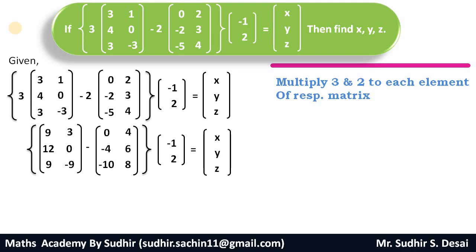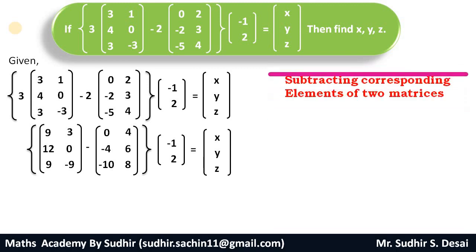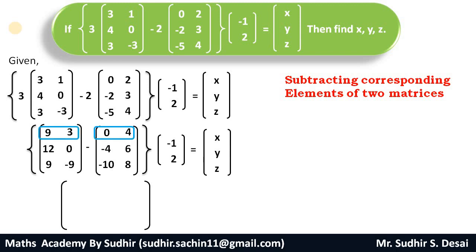Okay, and now in the next step we will simplify the curly bracket where the subtraction of two matrices is. We know how to take the subtraction of two matrices by subtracting corresponding elements. So subtracting first row from first row, and in that subtract corresponding elements. So first element 9 minus first element 0, second element 3 minus second element 4. Okay, this is the subtraction of first row.